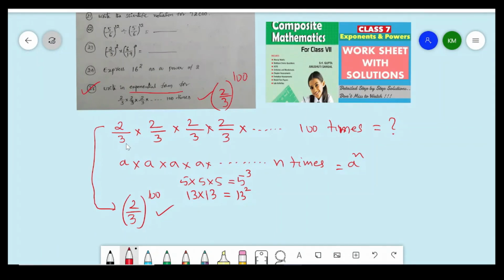So this is the last problem in this exercise. In this worksheet there are 25 problems. I have explained each and every problem to you in detail, with a step by step procedure.